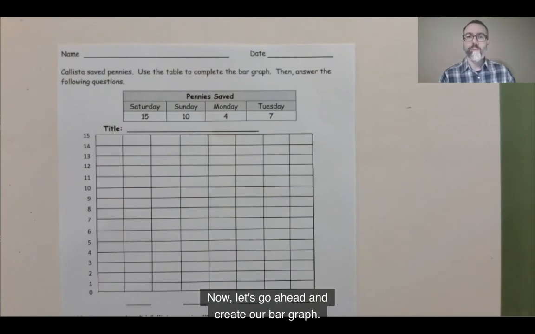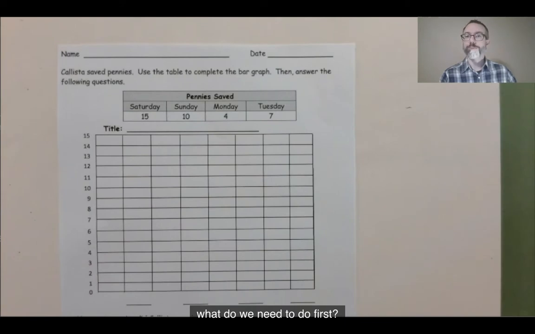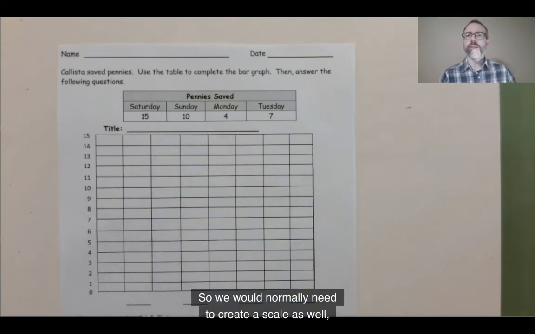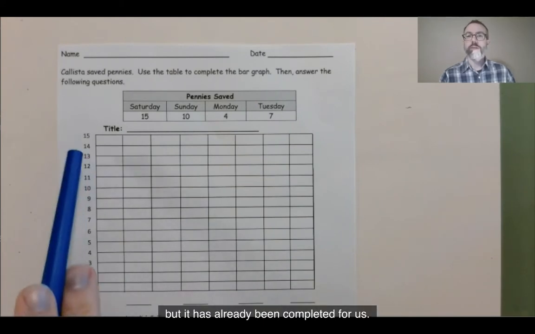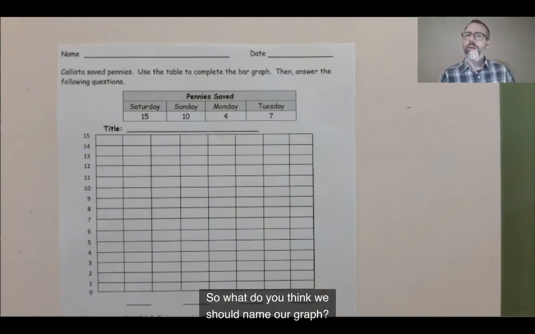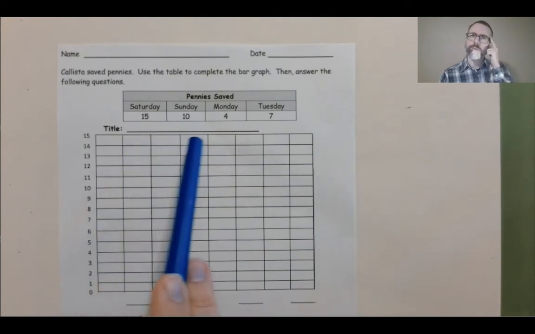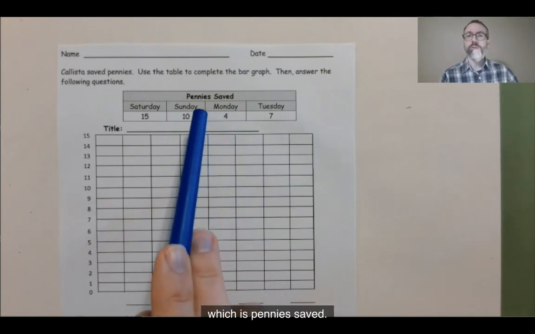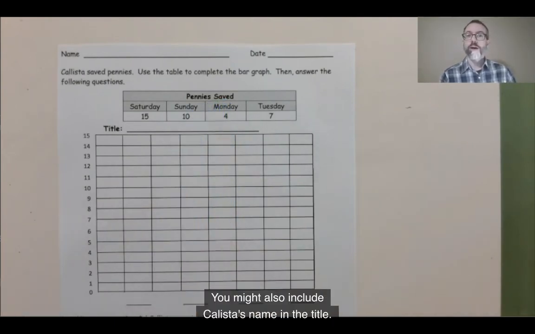Now let's go ahead and create our bar graph. Before we start representing the data in the graph, though, what do we need to do first? We need to create a title for the graph and label the categories. So we would normally need to create a scale as well, but it has already been completed for us. So what do you think we should name our graph? You might use the name from the table, which is pennies saved. You might also include Callista's name in the title. I'll let you decide how to title your graph.